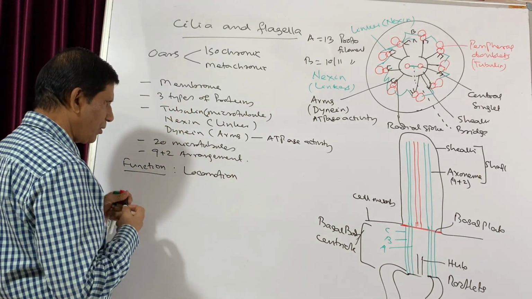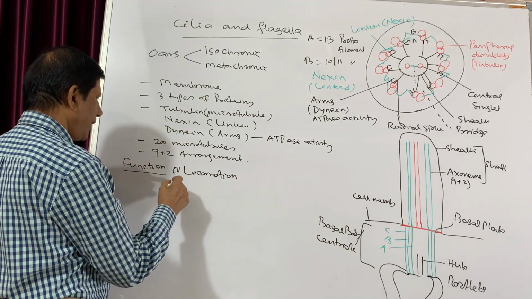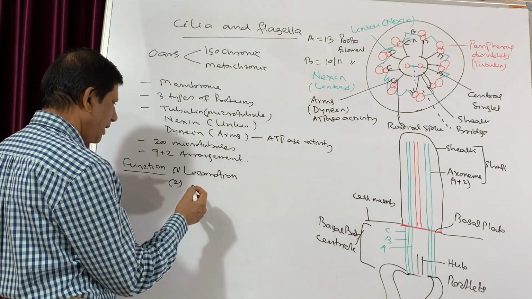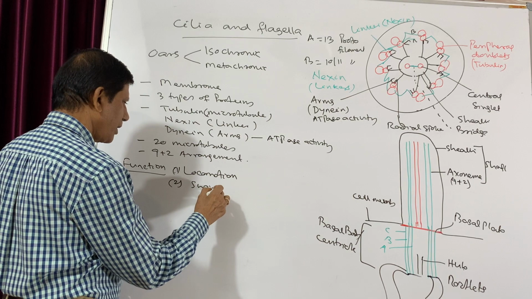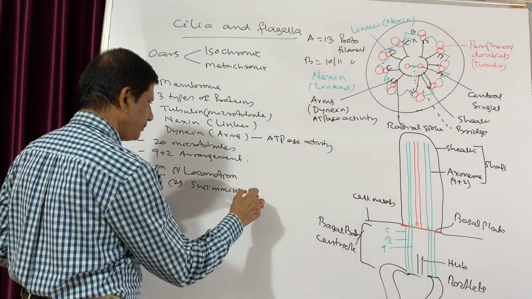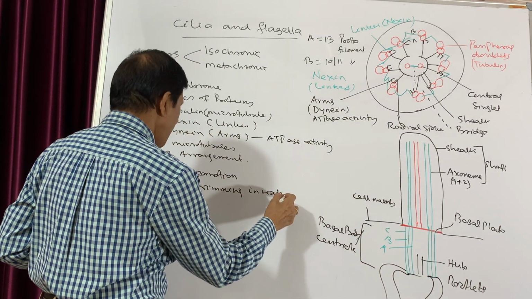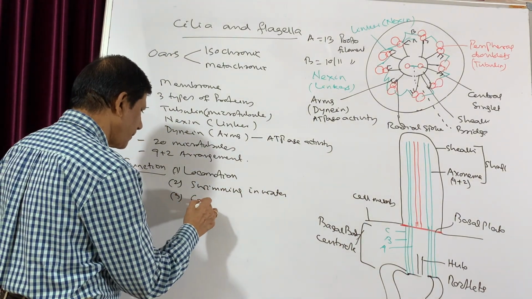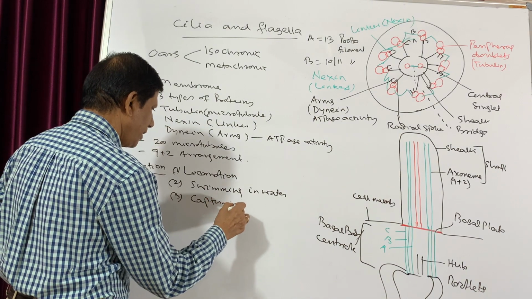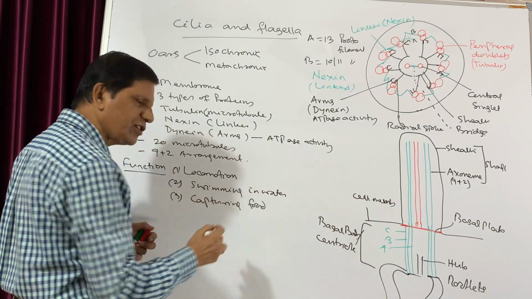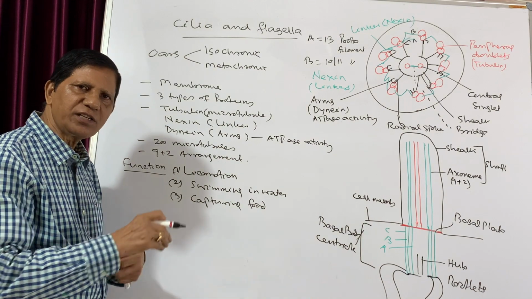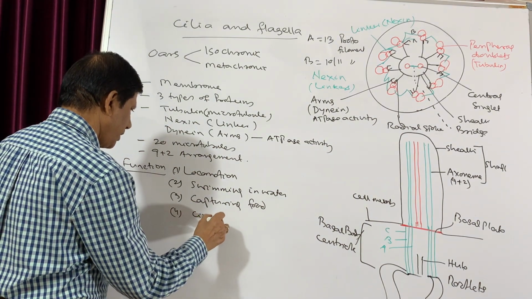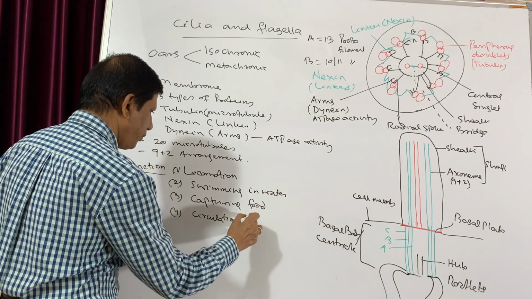In addition to locomotion, in some cases the cilia and flagella help in swimming in water, in some cases the flagella help in capturing food, and in some cases they help in circulation of food within.